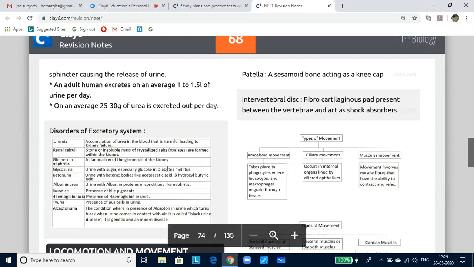Now with this, we have completed the key concepts that are important from NEET point of view. Now let us go and take a practice test.